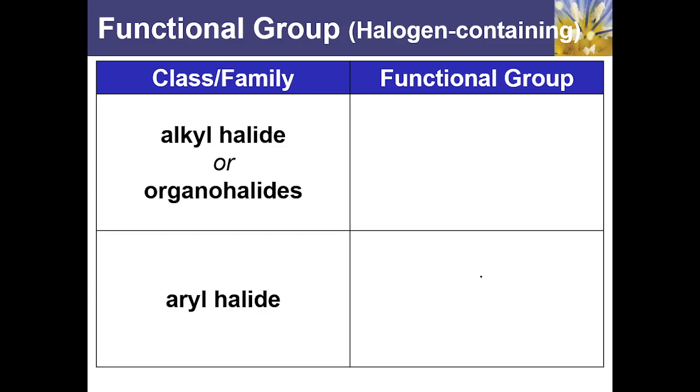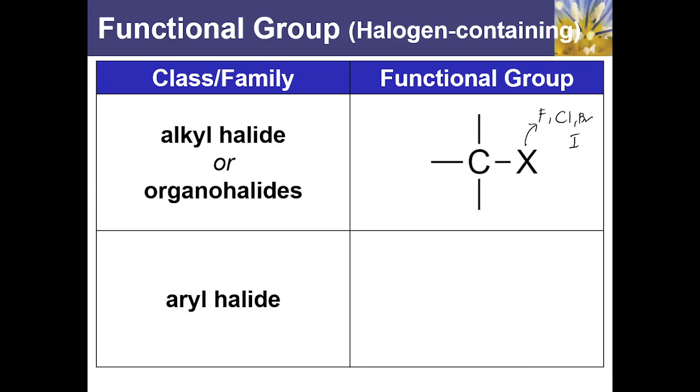This time, these are halogen-containing. So when I say halogen, these are your fluorine, your chlorine, your bromine, and your iodine. So we have here alkyl halides, or we also call them your organohalides. And the functional group is like this. You have a certain element, we represent it with X. It is bonded to carbon. What is this X? It could either be your fluorine, your chlorine, your bromine, or your iodine. So as you can see, it only forms a single bond.